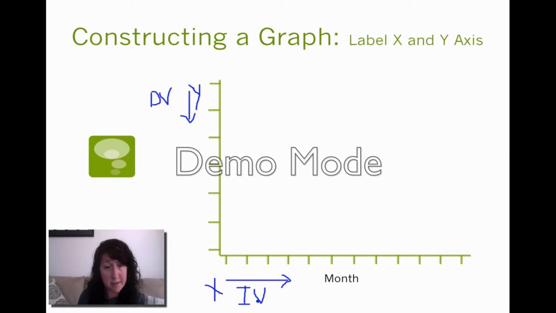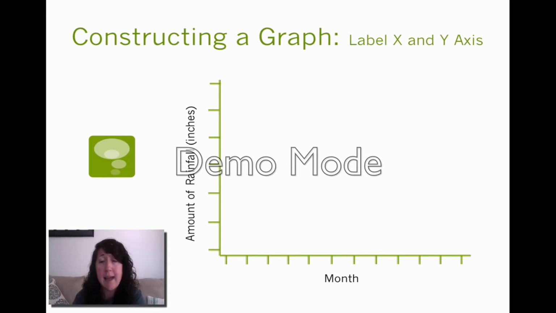And then our dependent variable is going to depend on the independent variable. Dependent depends on the independent variable. So our dependent variable is going to be the one that changes according to the independent variable. So in our particular table we looked at, we had month and we had rainfall. The rainfall depends on which month it is. Some months had more rainfall than others, and it depended on which month it was. So our dependent variable is going to be the amount of rainfall, and we need to make sure we put in the unit there, which is inches. So we have our axes now labeled. That's the first thing we need to do.